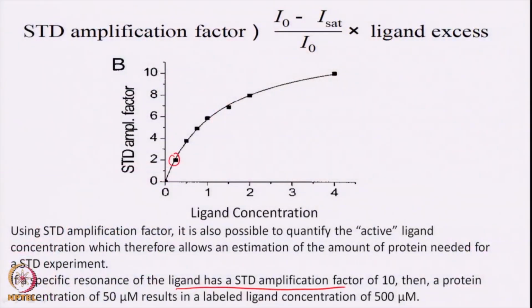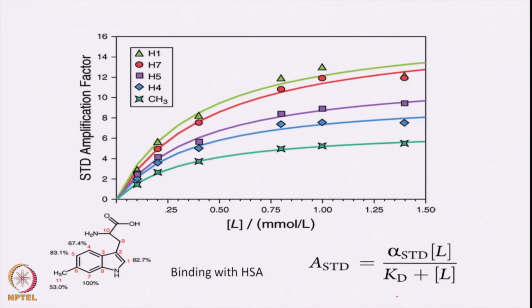So this ligand concentration you can get simply by doing STD NMR. After some time it becomes saturated and you do not need any more ligand for that. So in a specific case, if the ligand has an STD amplification factor of 10, then protein concentration is 50 micromolar and ligand concentration should be 500 micromolar. So that is what gives you the idea of saturation.